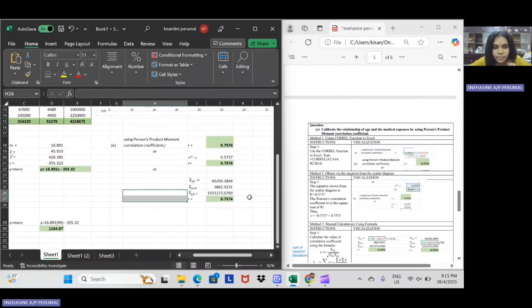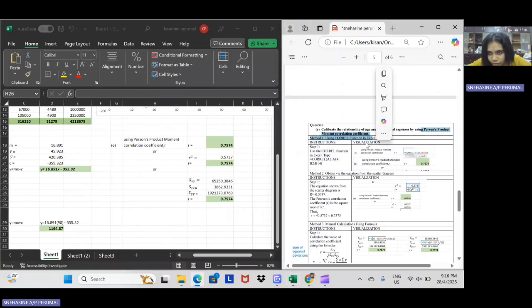Okay. For the E, elaborate the relationship of age and the medical expenses by using the Pearson's product moment correlation coefficient. Okay, there are three methods. The first, I'm going to explain the first method using the correlation function in Excel.